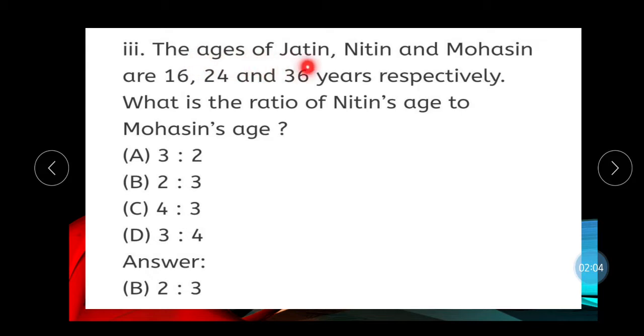Third one, the ages of Jatin, Nitin and Mohsin are 16, 24 and 36 years respectively. What is the ratio of Nitin's age to Mohsin's age? These are the options. The correct option is B, 2 is to 3.